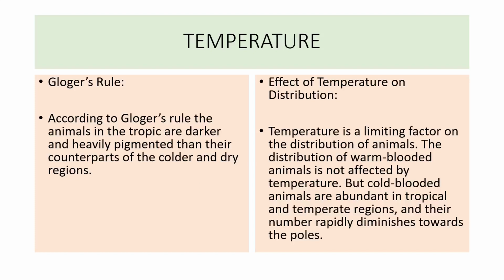Then Gloger's rule, as I've told you, affects the pigmentation. That is, if we are living in high temperature and dry condition, the color pigmentation is more. Then the effect of temperature on the distribution. The temperature is a limiting factor on the distribution of animals. The distribution of warm-blooded animals is not affected much by the temperature, but the cold-blooded animals' distribution depends upon the temperature.